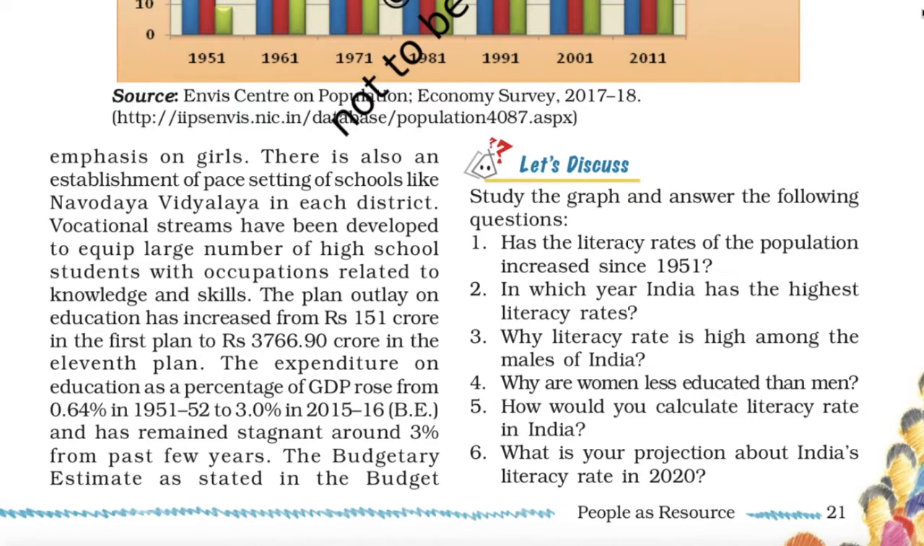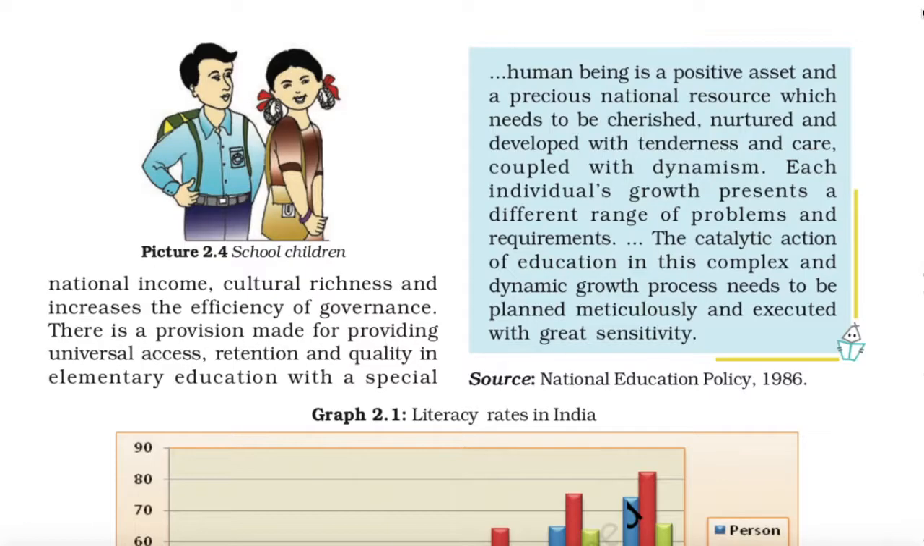The plan outlay on education has increased from rupees 151 crore in the first plan to rupees 3,766.90 crore in the 11th plan. The expenditure on education as a percentage of GDP rose from 0.64% in 1951-52 to 3.0% in 2015-16 BE and has remained stagnant around 3% for the past few years.